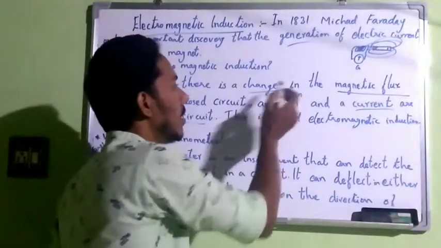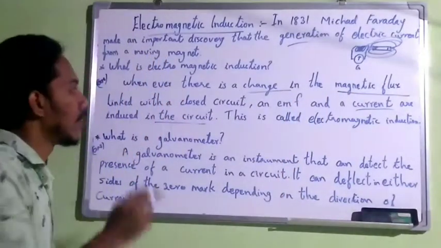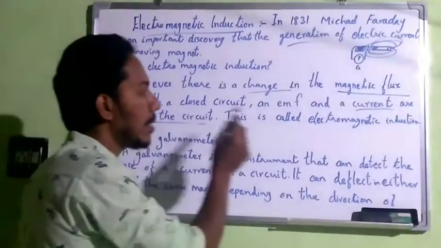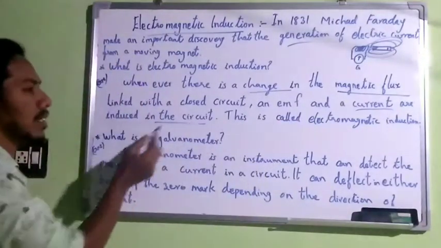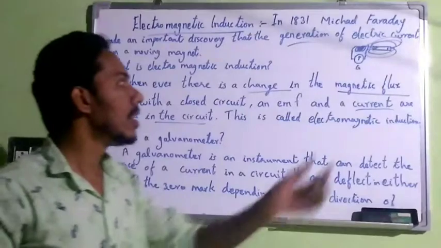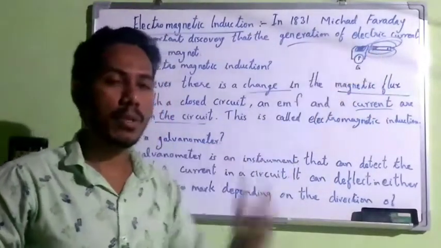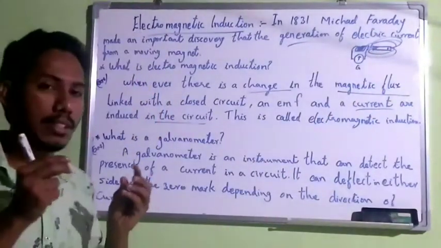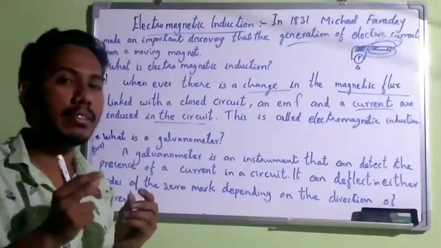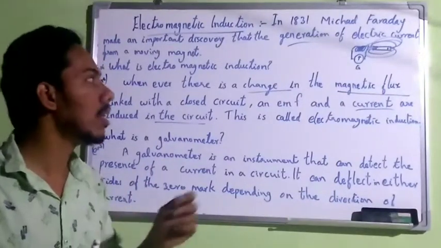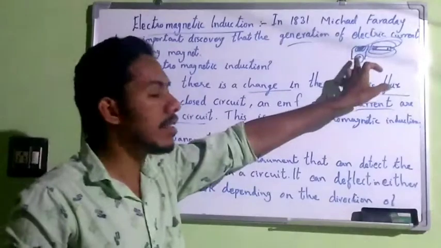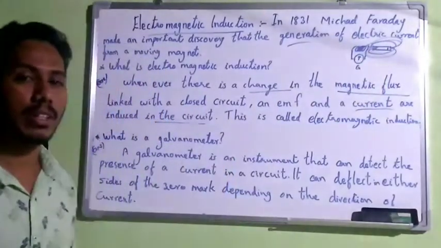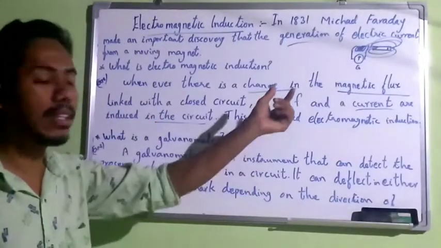Whenever there is a change in the magnetic flux linked with the circuit, an EMF or a current is induced in that circuit, so it produces a current in this coil. So whenever there is a change in the magnetic field linked with a coil, it produces a current in this coil. You can do this experiment very easily.